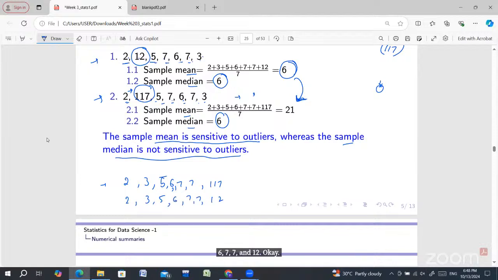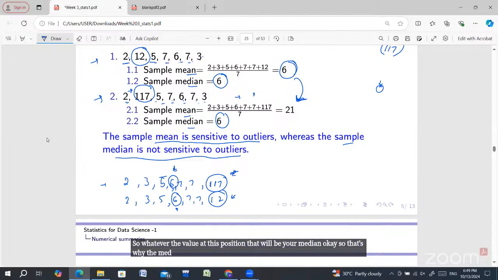Now the median is basically the 4th observation. It does not depend on the value of the other observations. Whatever the value at this position, that will be your median. So that's why the median is not affected by the outliers.